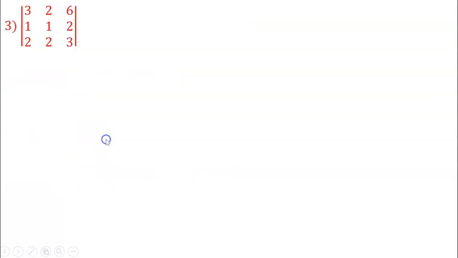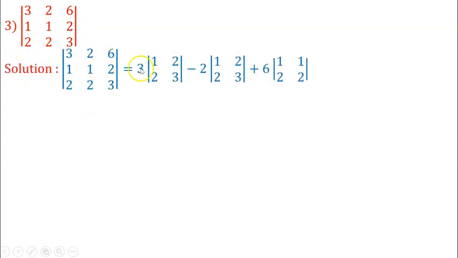Now next example. 3, 2, 6, 1, 1, 2, 2, 2, 3. Now evaluate this. 3, again, eliminate elements in the first row and the first column. You will get the determinant 1, 2, 2, 3. Next, minus 2. Again, eliminate these elements in the second column and first row, you will get here 1, 2, 2, 3. Okay. And the last, 6, eliminate the elements in the first row and the third column. You will get here 1, 1, 2, 2.